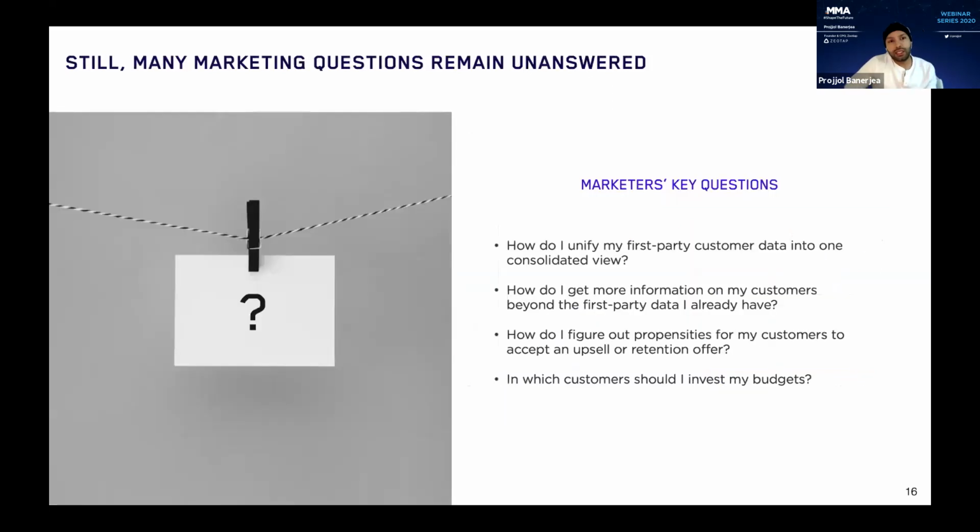Of course, that's fairly easy to say, but from a marketer's perspective, there persist many questions. Those questions pertain to the unification of first-party data. They extend to the enrichment of these first-party data assets with other data assets, calculating propensities, and of course, efficiently allocating marketing budget so as to be able to execute on all these strategies in the most cost-efficient manner.